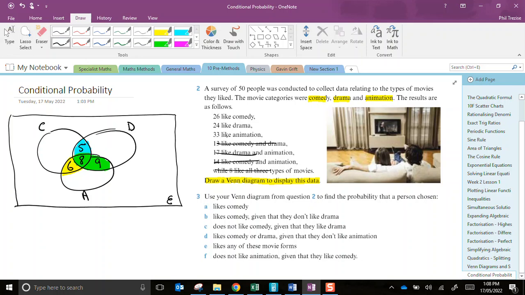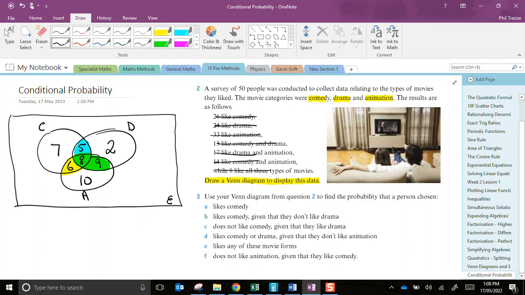Now, 33 people like animation. So whatever number goes here, plus the 6, the 8, and the 9, has to equal 33. Well, 6 and 8 are 14, and 9 are 23, so there'd be an extra 10 people there to make our total of 33 that like animation. Drama is a total of 24. 5 and 8 are 13, 13 plus 9 is 22, and if we had just 2 more people there, that finishes off 24 in total for drama. 26 like comedy, and by a similar process we end up with 7 there, because 7 plus 8 is 15, plus 5 is 20, plus 6 is 26 altogether.